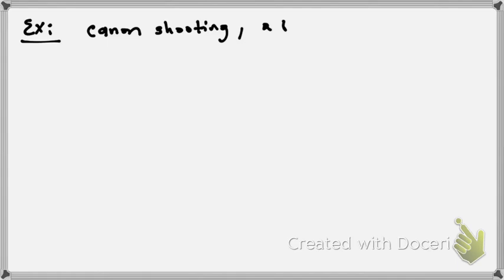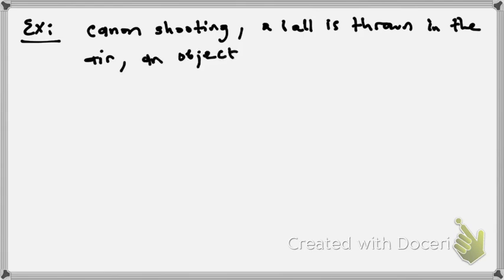So how do you know when you have a projectile motion equation? Okay, so an example of projectile motion would be someone shooting a cannon, or a ball being thrown in the air, or an object being dropped, right?